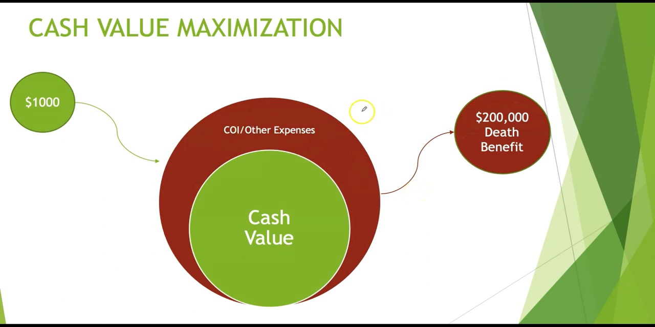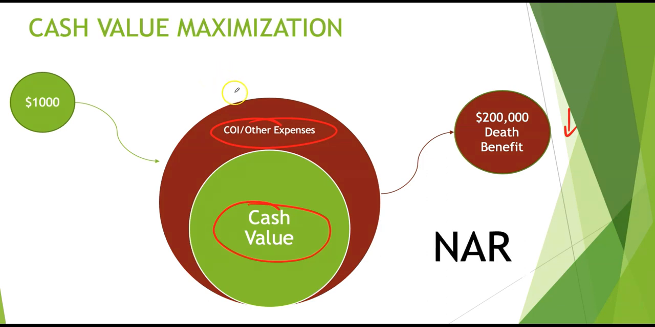So that's where they would try to structure one of these types of plans to just reduce that net amount at risk and place the monies in there. The bulk would be going to the cash value, and the lesser amount would be going into cost of insurance and other expenses. If someone really wants to push the pedal to the metal, this is where we try to structure plans, and it's known as a max cash value type strategy.